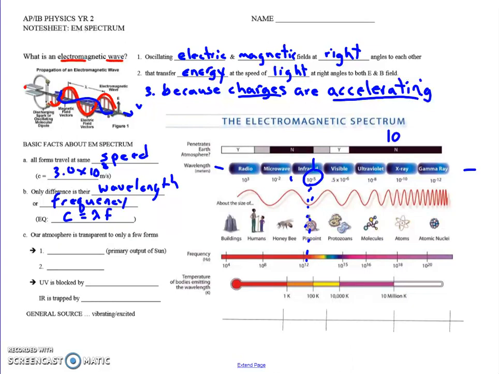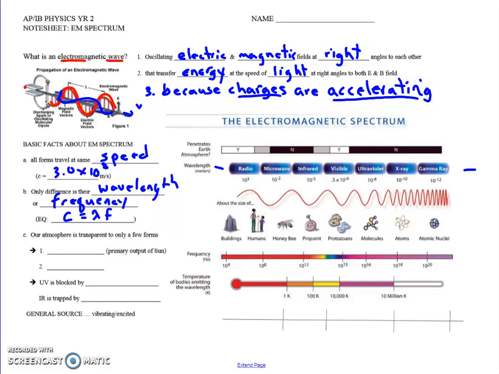So if I multiply 10 to the negative 5th times 10 to the 12th, I see that that's 10 to the 7th. And then since there's a coefficient in front of this one and in this one, that would bring it up to 10 to the 8th. The point being that if you take the frequency and the corresponding wavelength for any part of the EM spectrum, you'll get the same number, the speed of light.